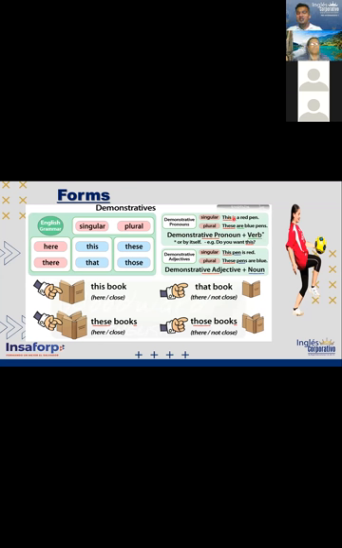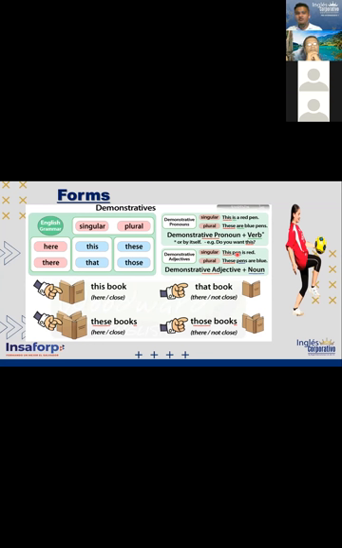And we say, this is a red pen, or plural, these are blue pens. But I can also use form number two. That is this one. I can use a demonstrative adjective plus a noun. In this case, the demonstrative pronoun becomes a demonstrative adjective when the noun is right next to it.